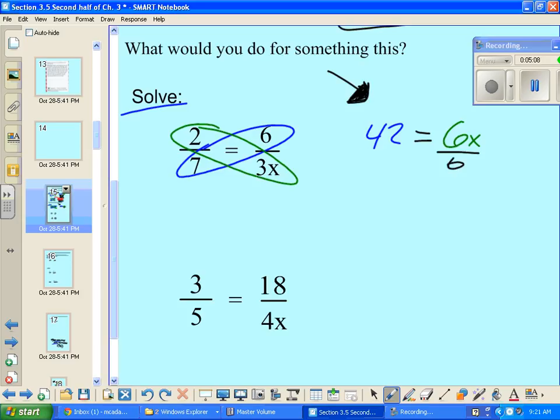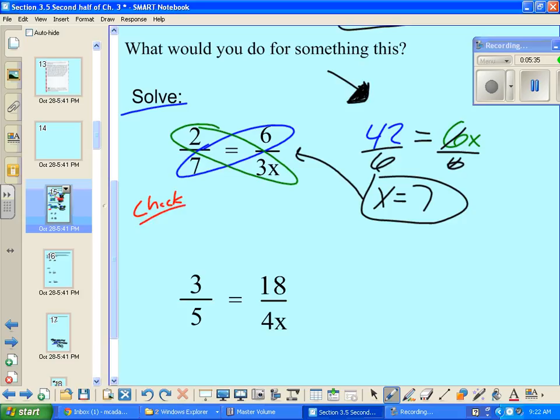So again, now I've just set up something that's a one-step problem. Divide both sides by 6, and I'm going to get x equals 42 divided by 6, which gives me 7. So x equals 7. Again, nice thing about a proportion, just like with the other equation problems, I could even plug 7 back into the proportion and see if it makes it true, or see if I get the same thing on both sides.